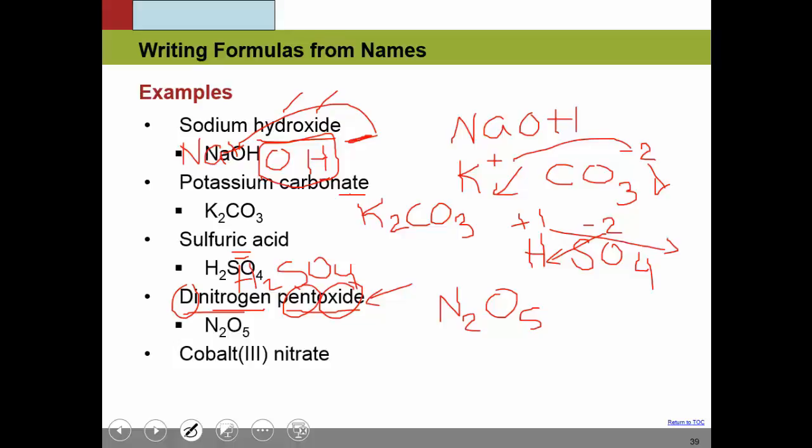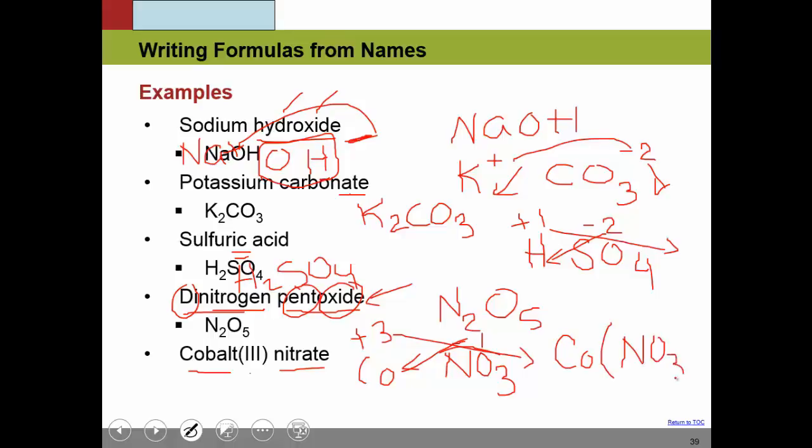Cobalt-3 nitrate. Cobalt is Co, and it says, according to this, it's going to have a +3 charge. Nitrate, we have to know from the polyatomic ions that it's NO3, and the whole thing, gift basket, has a charge of -1. So swap, drop, and reduce, and we're going to get cobalt, and we need 3 of the nitrate groups, so we need to put parentheses around and put the 3 on the outside of the parentheses to get 3 of the nitrate groups.